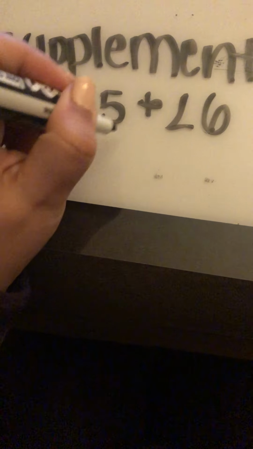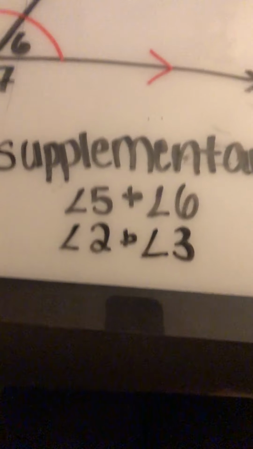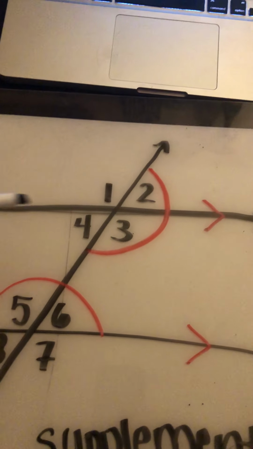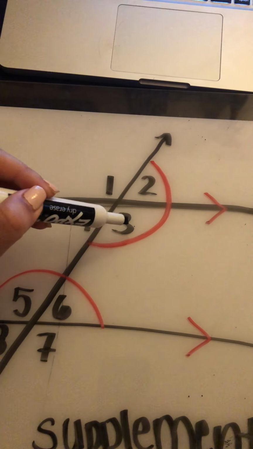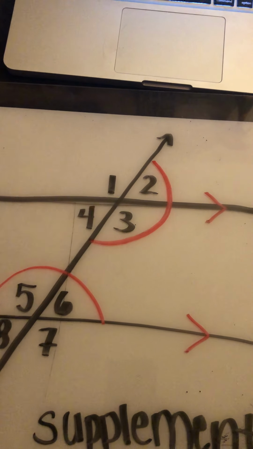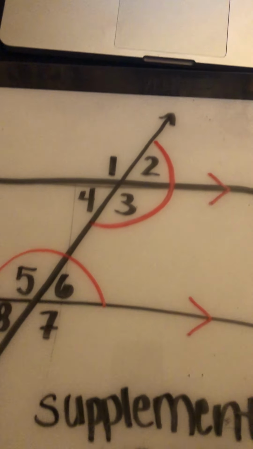And there are so many more in this diagram. We could be here for a while if we named all of them. Okay, so most of the time in this diagram, when your angles are next to each other, they're going to be supplementary because they're going to form that straight line.